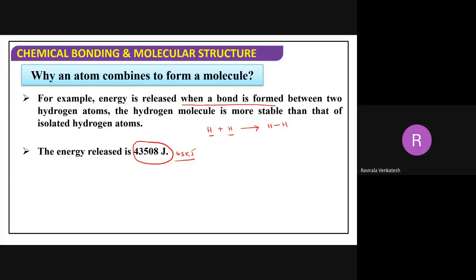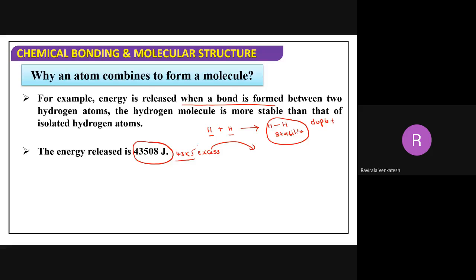Simply, I call it 43 kilojoules of heat liberated. This is the excess energy they have in hydrogen. That is the reason hydrogen is highly unstable. Once they combine, this amount of energy is released. Therefore, they get stability. So here, the hydrogen molecule is more stable. Why is it more stable? It got octet configuration. Sorry, it got duplet configuration.